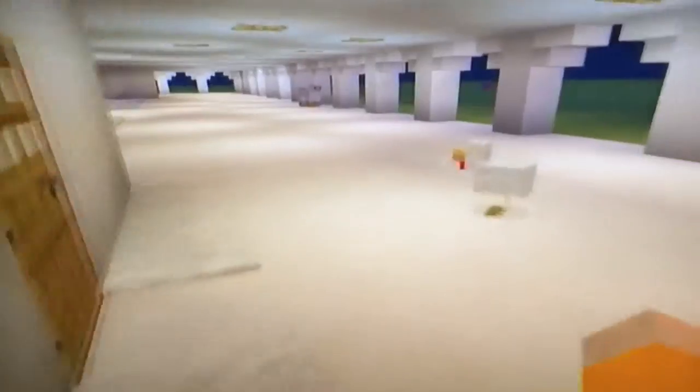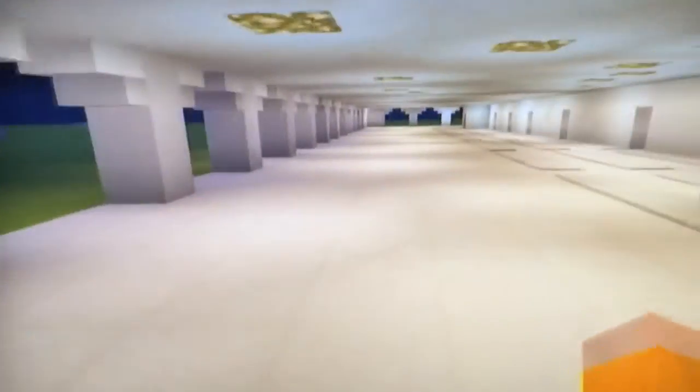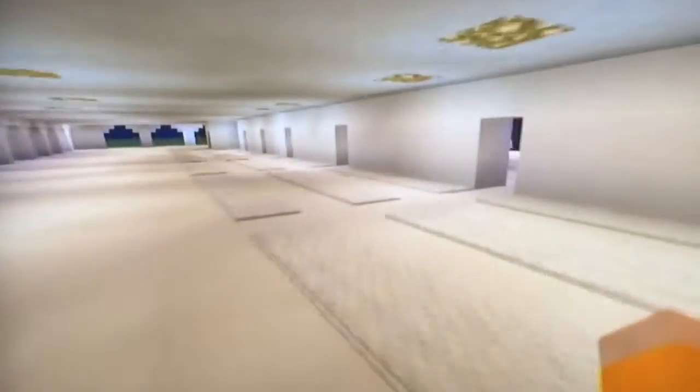The animals do not represent anything, they're just randomly generated. I've tried to delete them, but they will not be deleted.